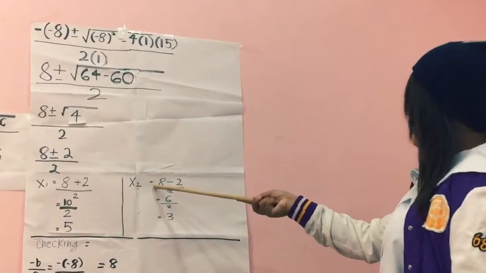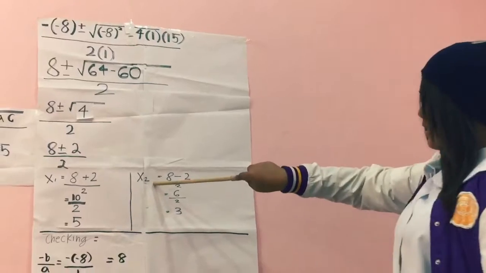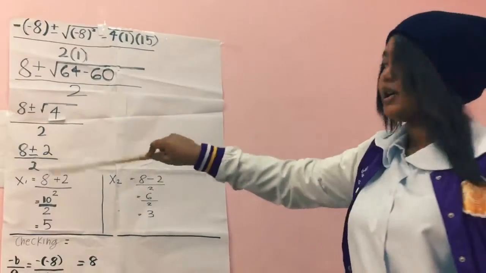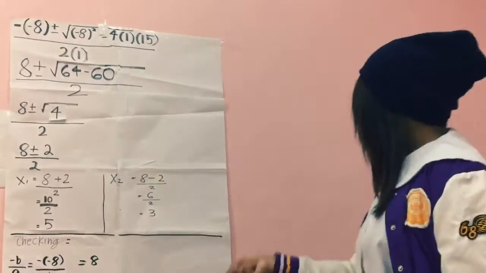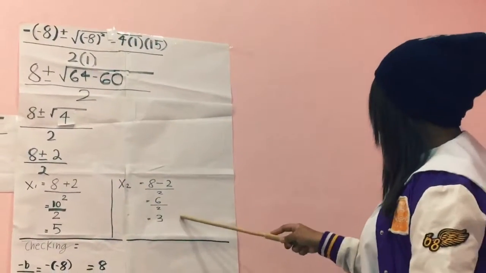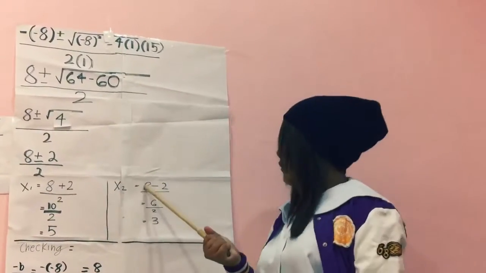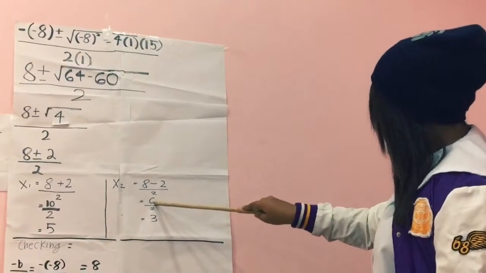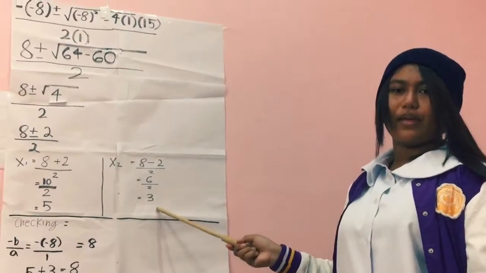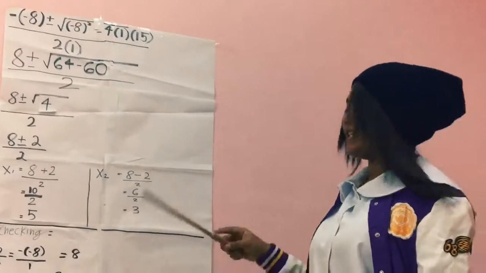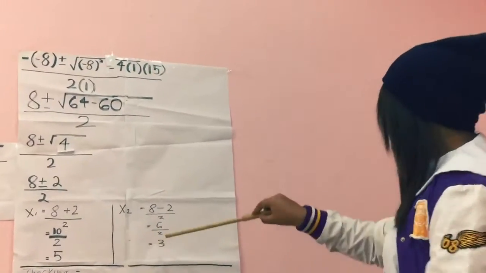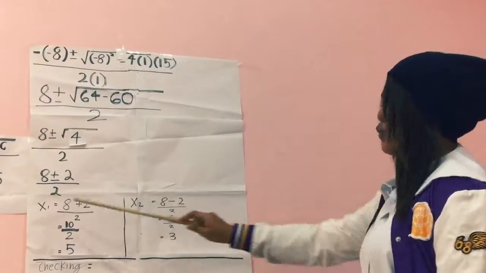x2 equals 8 minus 2. It's not x squared but x2, your second root. It will be negative. So 8 minus 2 over 2. Then 6 over 2 is the answer of 8 minus 2. Then you will do this again. Simplify it. These are your simplified answers. And that's your roots.